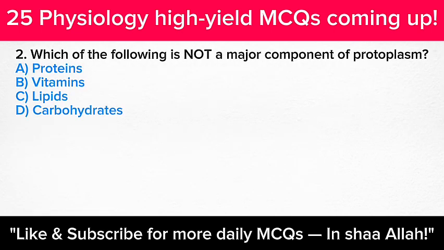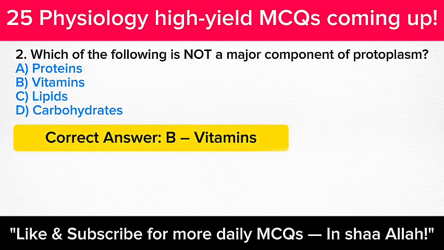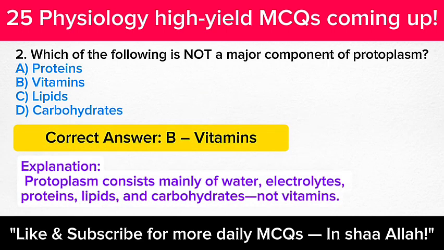2. Which of the following is not a major component of protoplasm? A. Proteins. B. Vitamins. C. Lipids. D. Carbohydrates. Correct answer, B. Vitamins. Explanation. Protoplasm consists mainly of water, electrolytes, proteins, lipids, and carbohydrates, not vitamins.